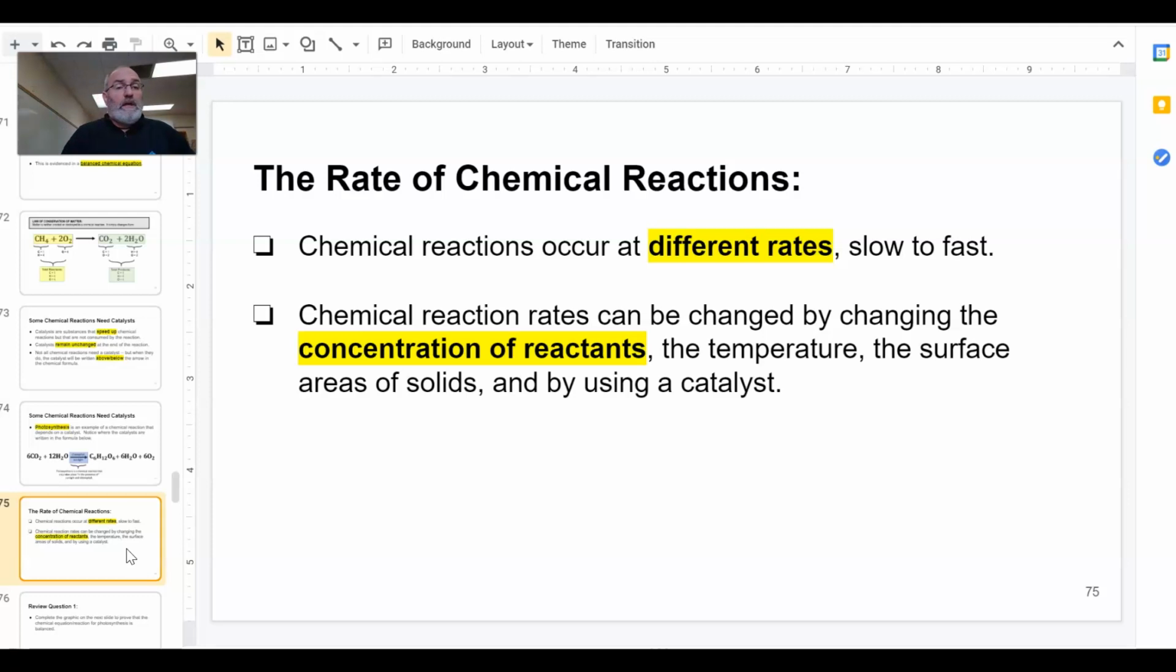Now, not all chemical reactions can be sped up. We can't change the rate of all chemical reactions, but in some cases we can control how fast or slow they happen intentionally. And that would have value to us as humans as we're trying to manipulate chemical reactions for our own good.